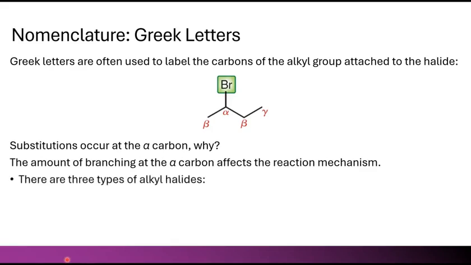There are 3 types of alkyl halides. Primary alkyl halides, which means only one R group on alpha. Secondary, 2 R groups on alpha. And tertiary, 3 groups on the alpha carbon.